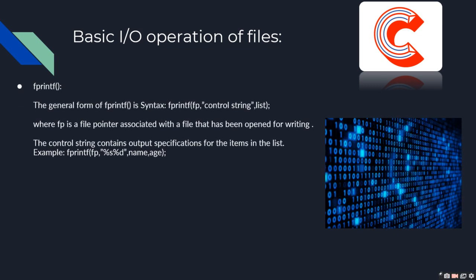fprintf. The general form of fprintf is: fprintf(fp, control string, list), where fp is the file pointer associated with a file that has been opened for writing. The control string contains output specifications for the items in the list. The example is shown on the screen.